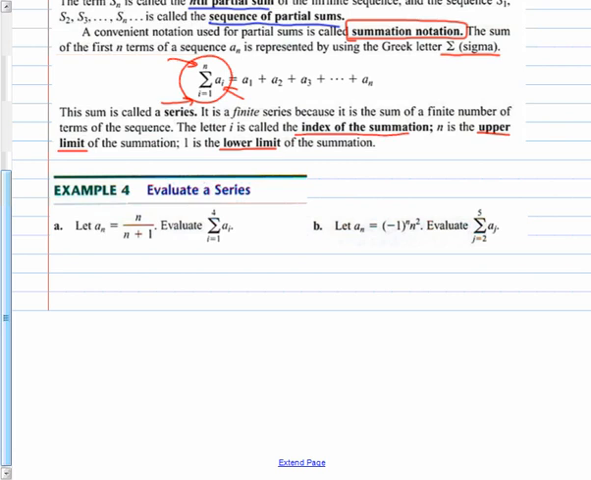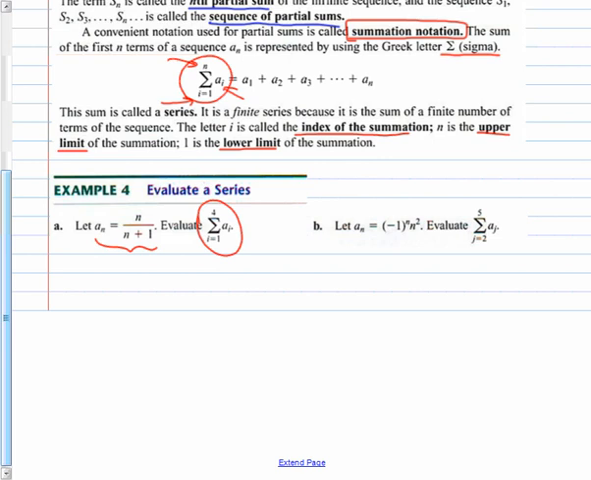The letter, the variable we use in this equation. Let's try it out down here. They say this is what an nth term looks like. Evaluate the summation of a sub i from i equals 1 to 4.